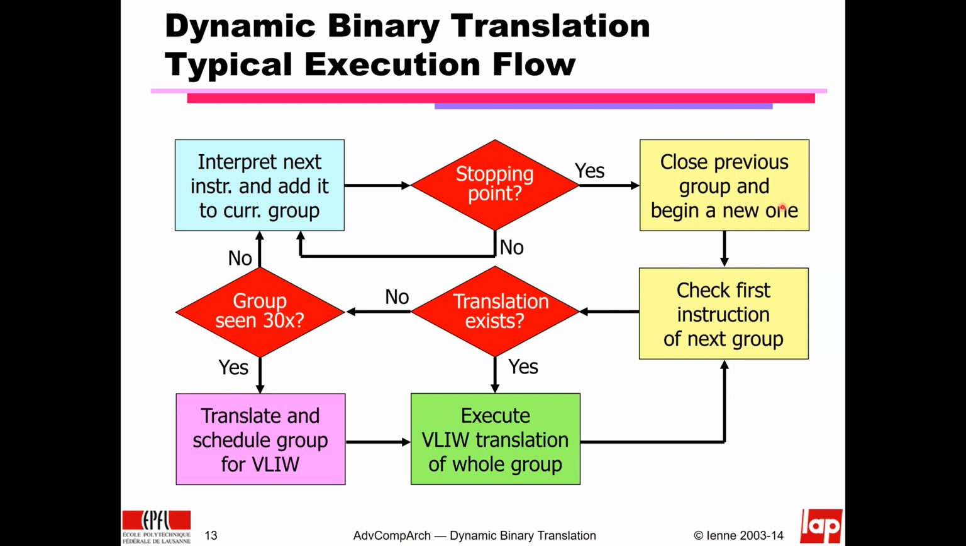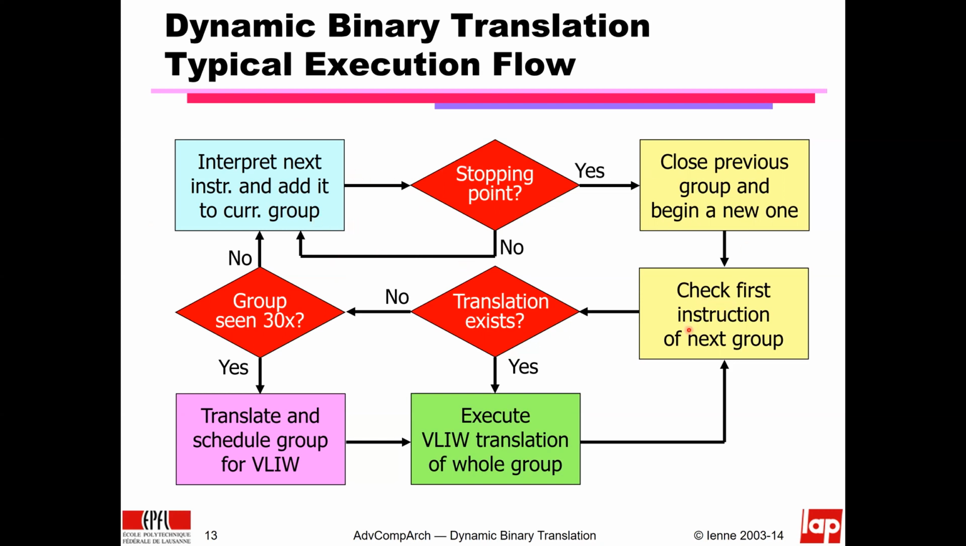Then I ask myself, if I have already been here and there is no translation, have I seen the group at least a number of times, say 30 in this graph? And if the answer is no, then let's forget about anything. I'm in a new group, and I continue with my interpretation and go on. So here, I'm in this loop until the next group.